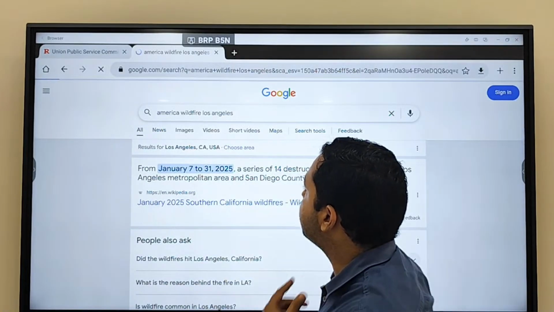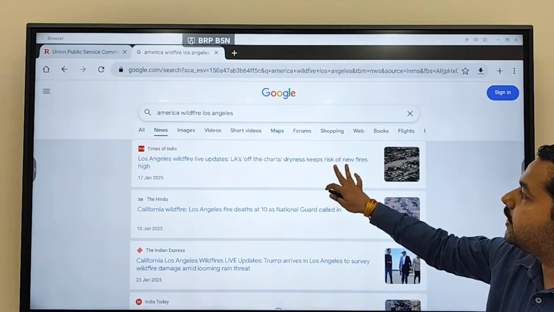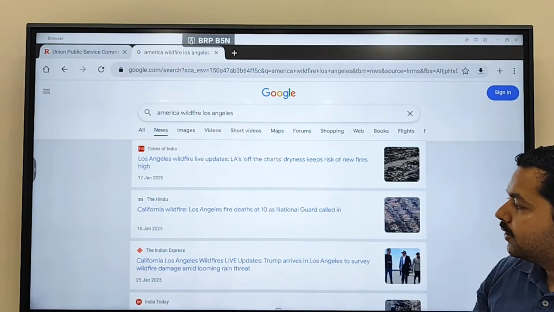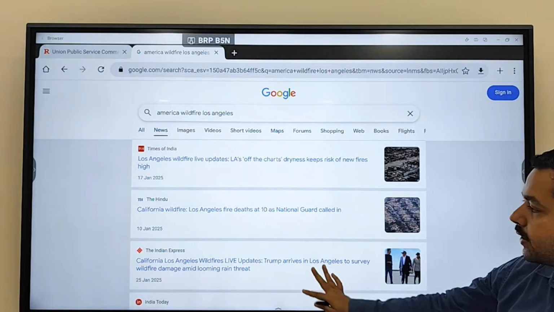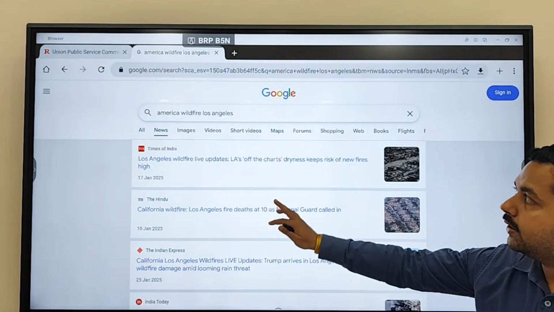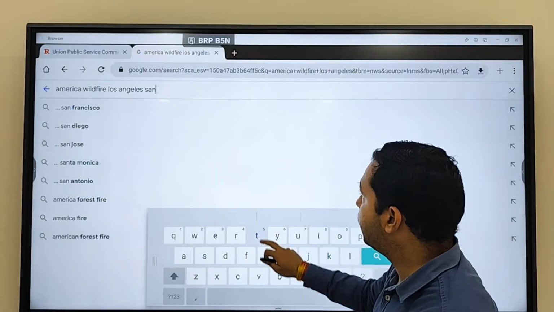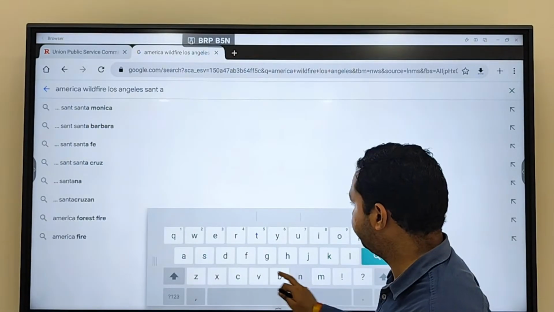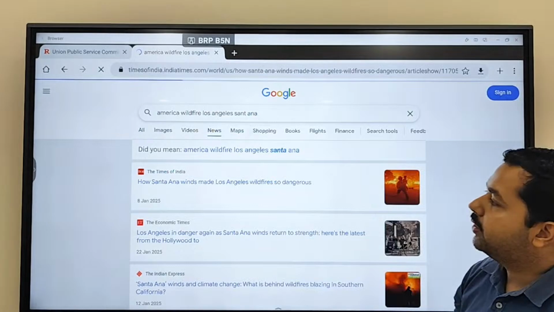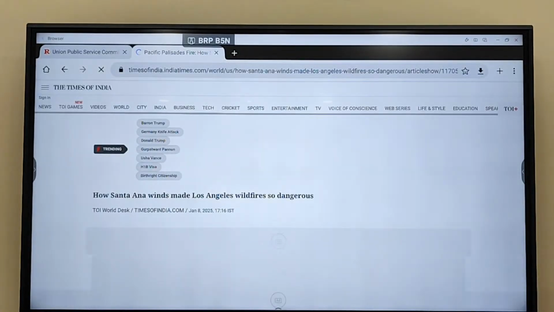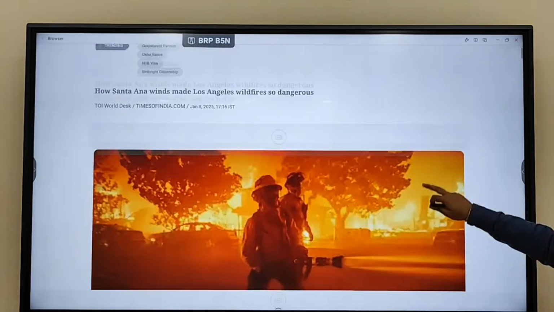you can see this year this Los Angeles wildfire. You can see in January, dryness keeps the risk of new fire high. Clear? So you can see it was a much bigger fire this year caused due to the wind. And you can see there is a wind also, as we discussed. See here what is mentioned: how the Santa Ana wind made the Los Angeles wildfire so dangerous. So this is the explanation given.